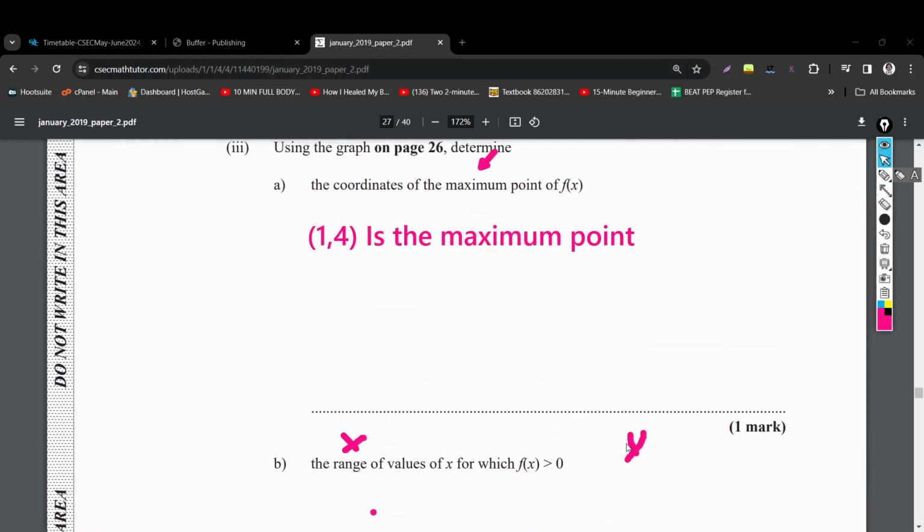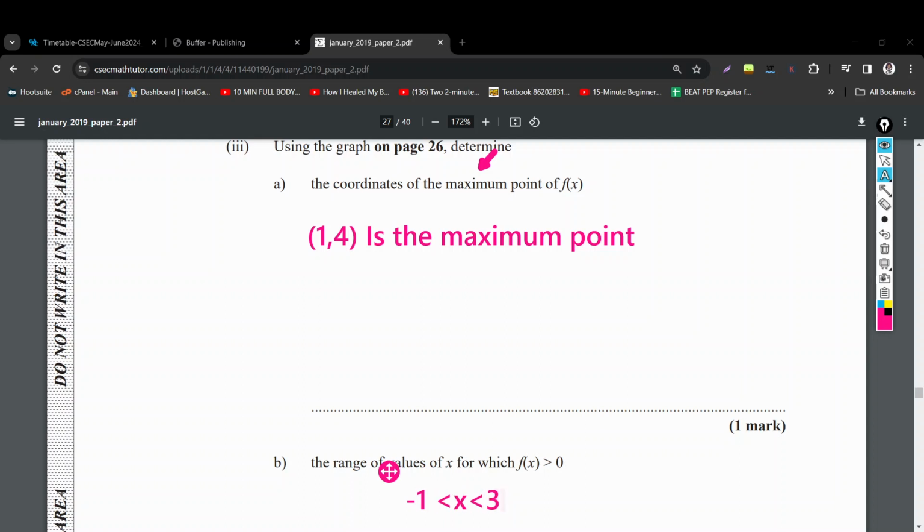So for this question, the one down here, it says what are the range of values for x for which f of x is greater than 0. For this one, guys, it would have to be between -1 less than or equal to x, less than 3. This is the range, right? So anything between -1 and 3, it's gonna be higher than 0. f of x is gonna be greater than 0 for these values of x. Cool. So that's what they're asking for.